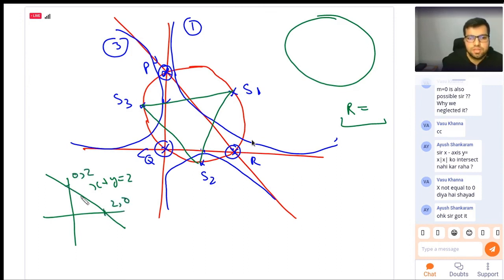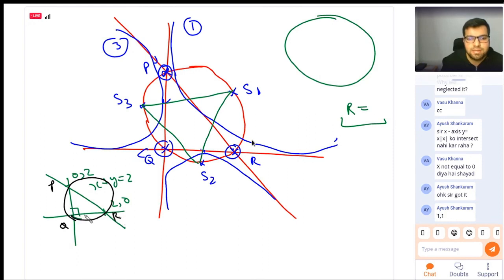Since this is 90 degrees, when we draw a circle, the circumcircle of say PQR, PR will be its diameter, because this angle is 90 degrees. So this length will be 2 root 2. So the radius over here is root 2. If the radius is root 2, we have to draw a triangle inside such that its area is maximum.